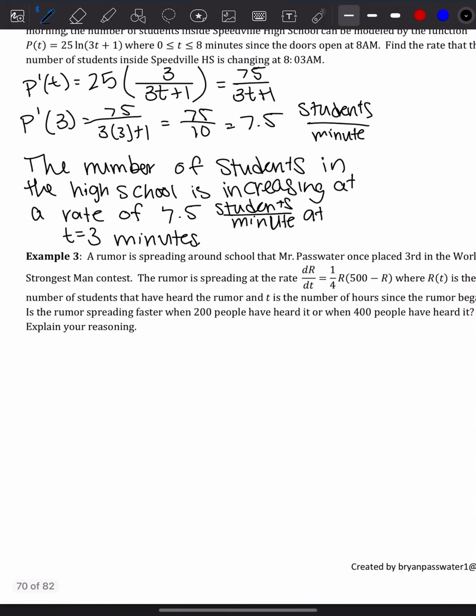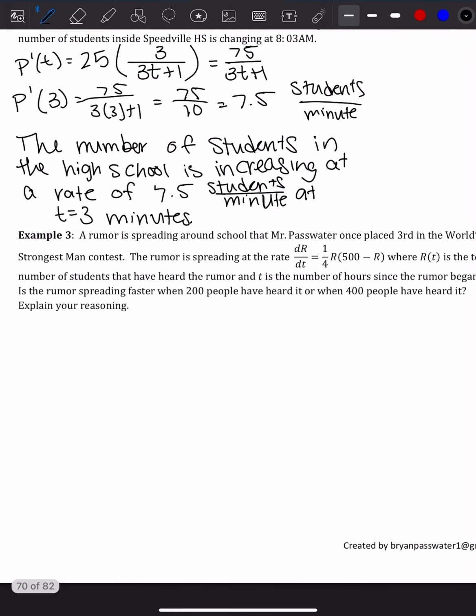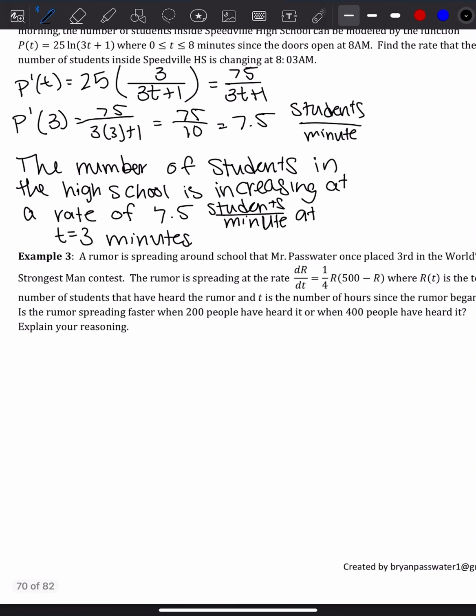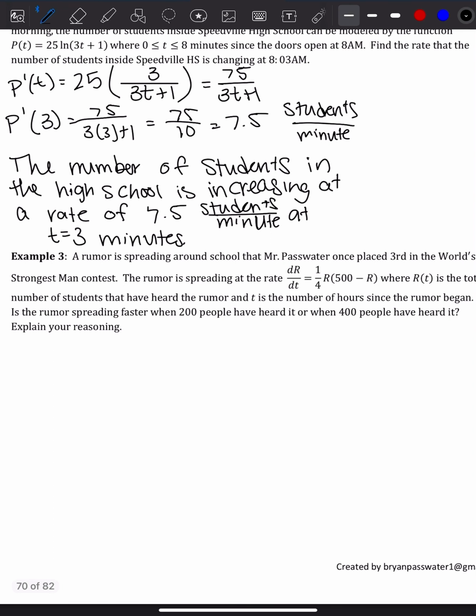Okay, a rumor is spreading around school that Mr. Passwater once placed third in the World's Strongest Man contest. The rumor is spreading at a rate of dr over dt equals 1/4 r times the quantity 500 minus r, where r of t is the total number of students that have heard the rumor, and t is the number of hours since the rumor has begun. Is the rumor spreading faster when 200 people have heard it or when 400 people have heard it?